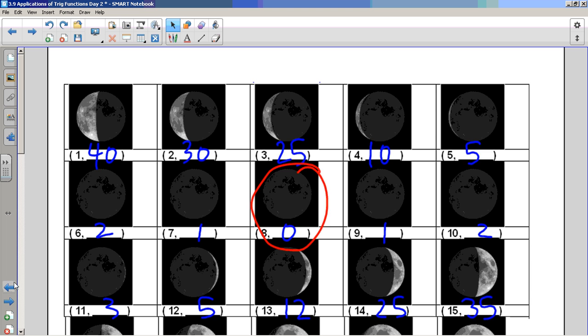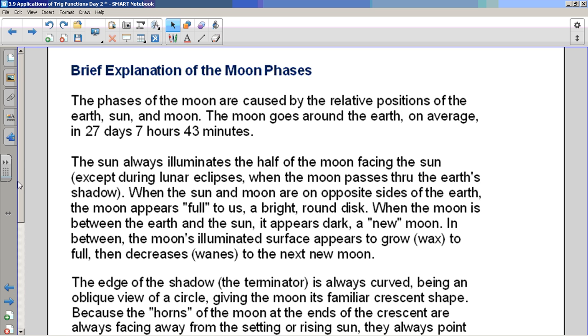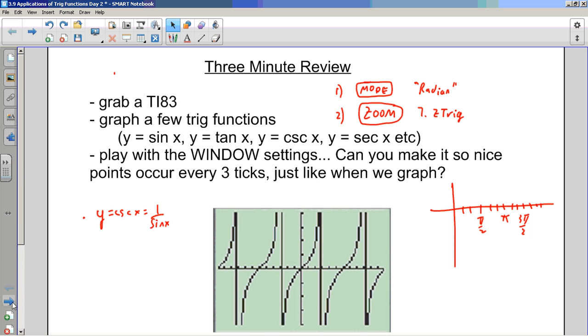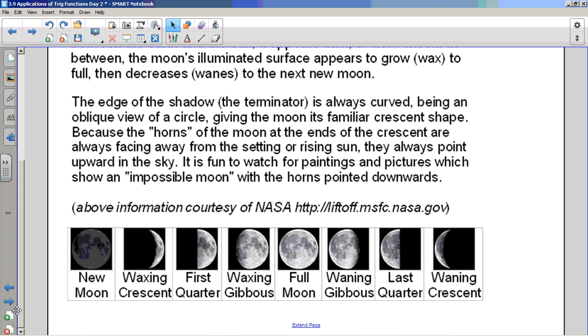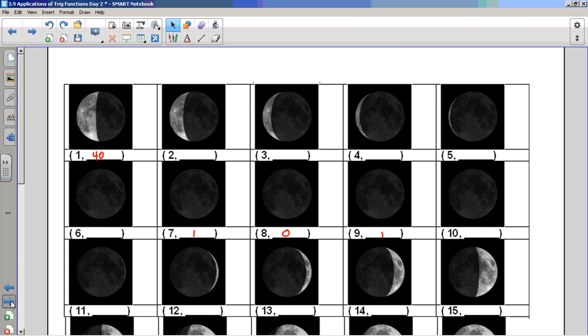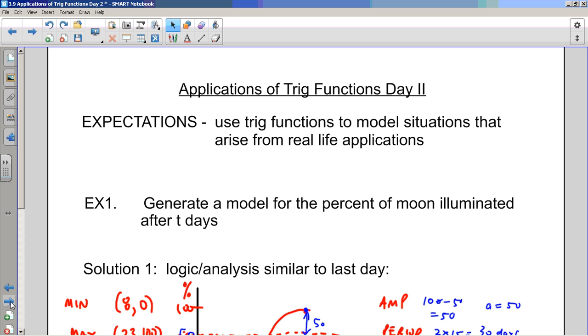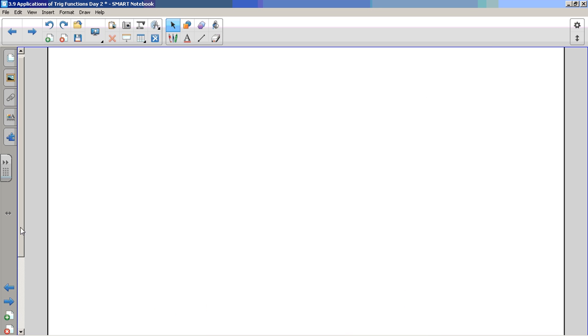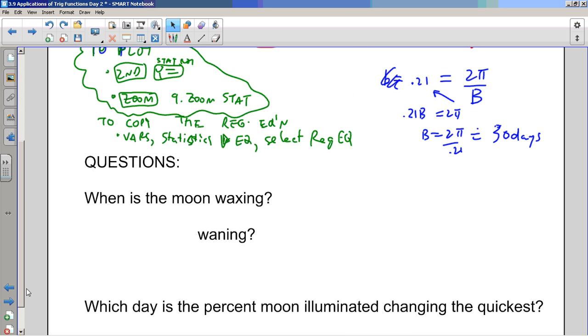The question is when is the moon waxing and when is it waning? And of course, the first question is, what does waxing mean? It's got nothing to do with flowers, right? Well, basically, it means the moon is waxing if the percent of moon showing is getting bigger, right? More moon. Waning, less moon. So essentially, what they're asking is, when is the function increasing?